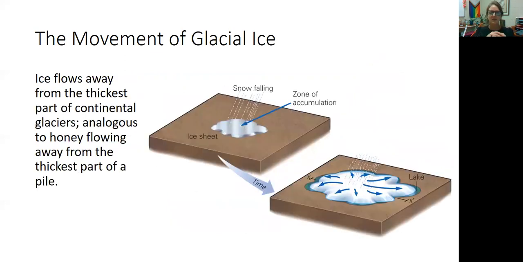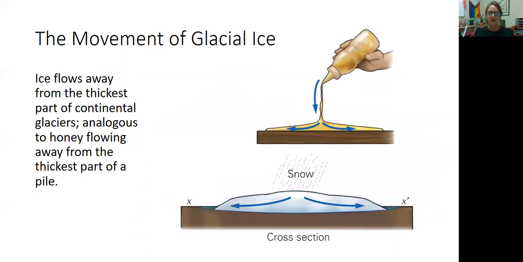And the ice is going to flow downhill, but also radiate outwards in all directions from the thickest internal point. So again, think of pouring honey onto a flat surface. The honey is going to flow outwards in all directions. This is the same thing that a large glacier does.